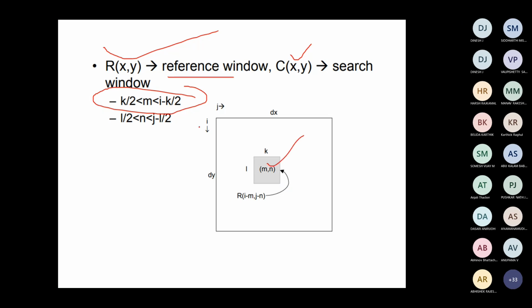Based on that, we have to search the entire window wherever it is being mapped. Wherever it is being mapped, there the similarity measure will be a little bit high. When the similarity measure is high, then definitely we will consider those pixels.